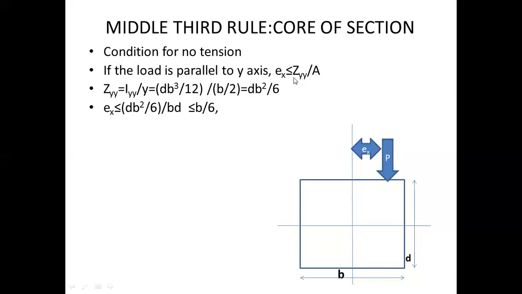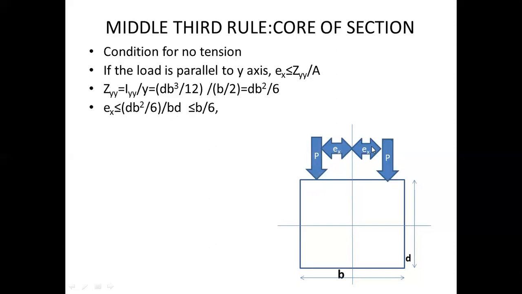I am putting the values of Zyy as dB square by 6, dB square by 6 divided by BD. It becomes B upon 6. So ultimately I am getting Ex less or equal to B upon 6. So this distance is B upon 6.